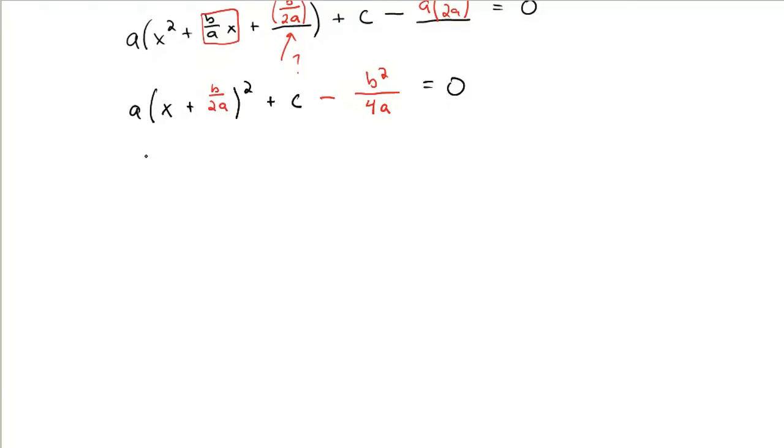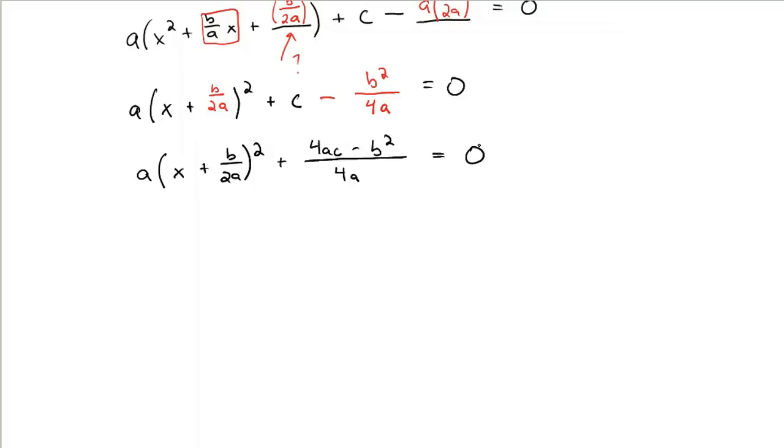Okay, now our job is to solve for x. So we say a times x plus b over 2a squared, and then I'm going to put a common denominator here of 4a, which makes the numerator 4ac minus b squared. And you can smell the quadratic formula in there.